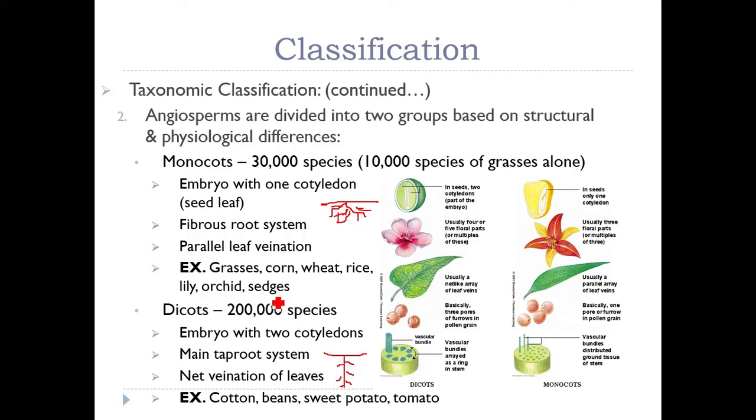The monocots actually came along after dicots. Dicots were the first angiosperms that evolved, and then later the monocots evolved from that. They have other metabolic differences that we'll discuss also. Examples of the dicots include the cotton, the bean, sweet potato, tomato, and there are many other examples of dicotyledonous crop plants, as there are many other examples of monocotyledonous crop plants.